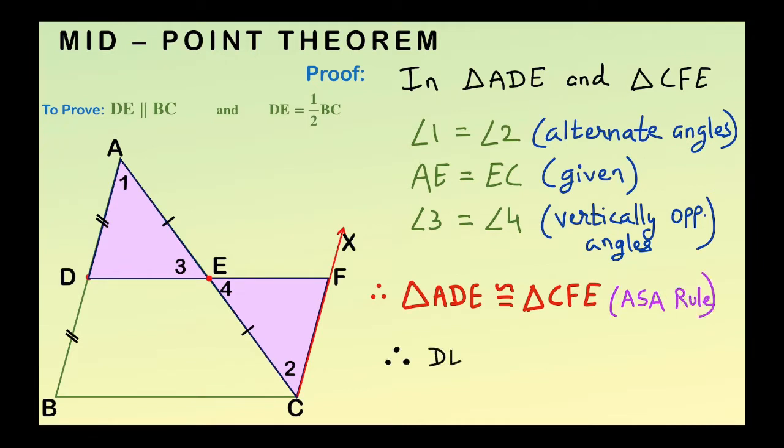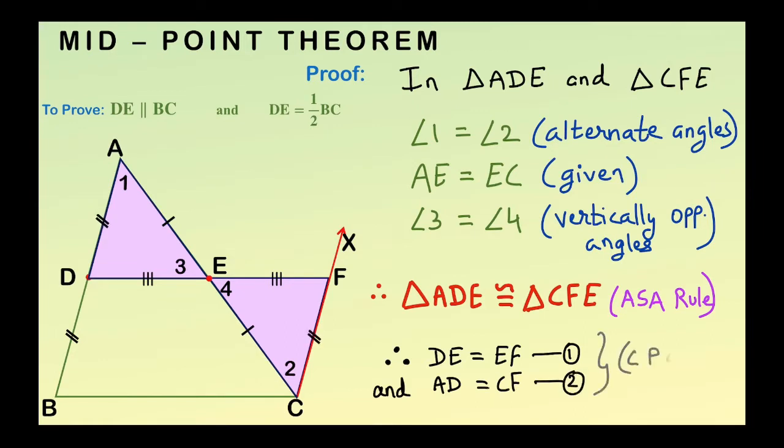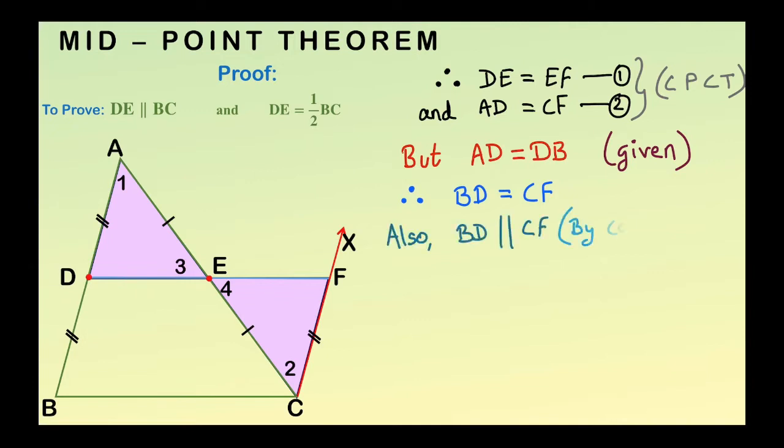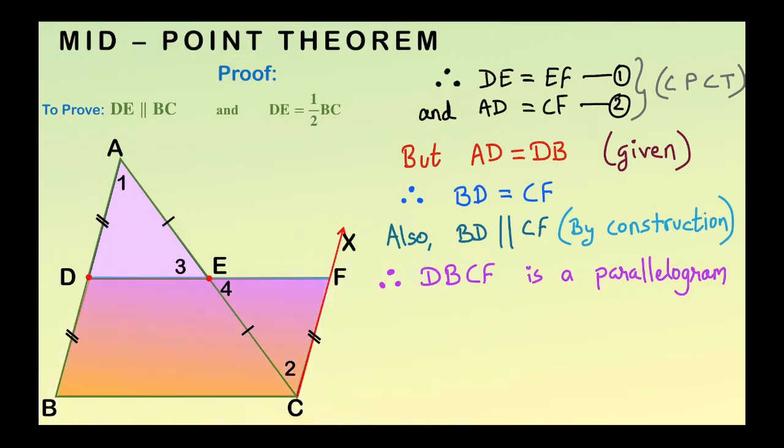Therefore, DE is equal to EF and AD equals CF, as they are corresponding parts of congruent triangles. But it is given that AD is equal to BD. So from result 2, we can conclude that BD is equal to CF. Also, we had constructed BD parallel to CF. Therefore, DBCF is a parallelogram, as one pair of opposite sides is equal as well as parallel.